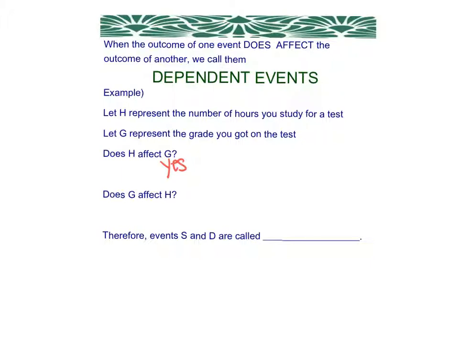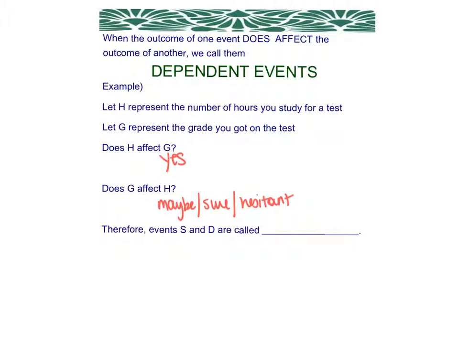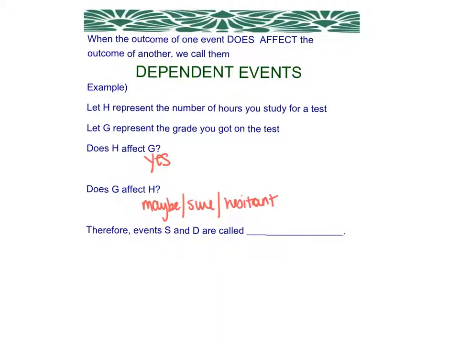We had mixed results. We kind of said maybe, sure, a little hesitant on this one about it going in that direction. But the idea is it really doesn't have to go both ways. It can just be one way or the other. And we didn't really say anything about it having a large effect or a small effect. We said if there's any effect at all, we're going to say these are dependent events. Since we were really confident on does H affect G, with this yes right here, we're going to say H and G are dependent events.